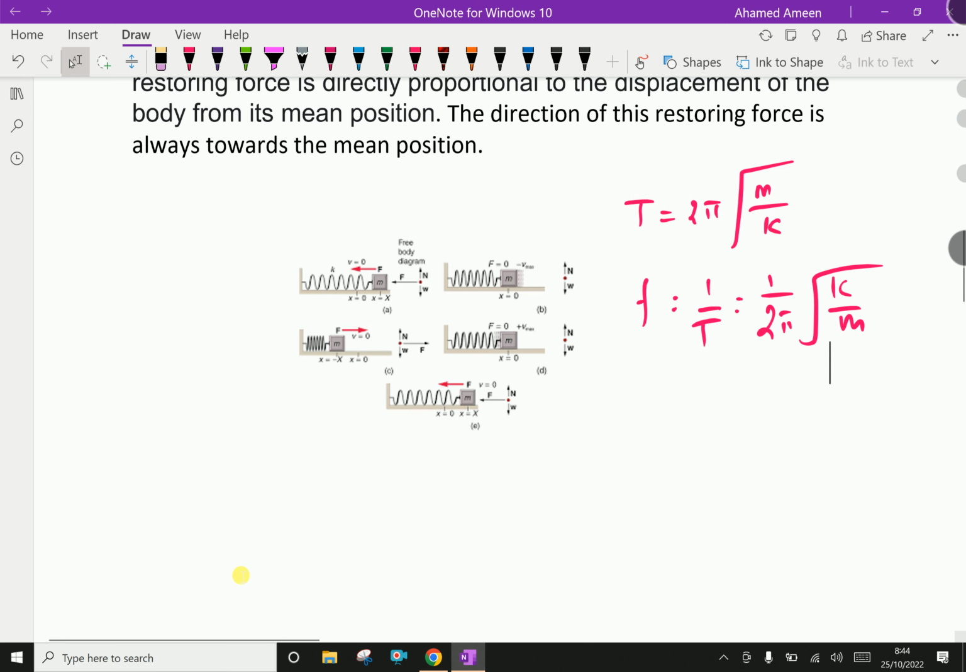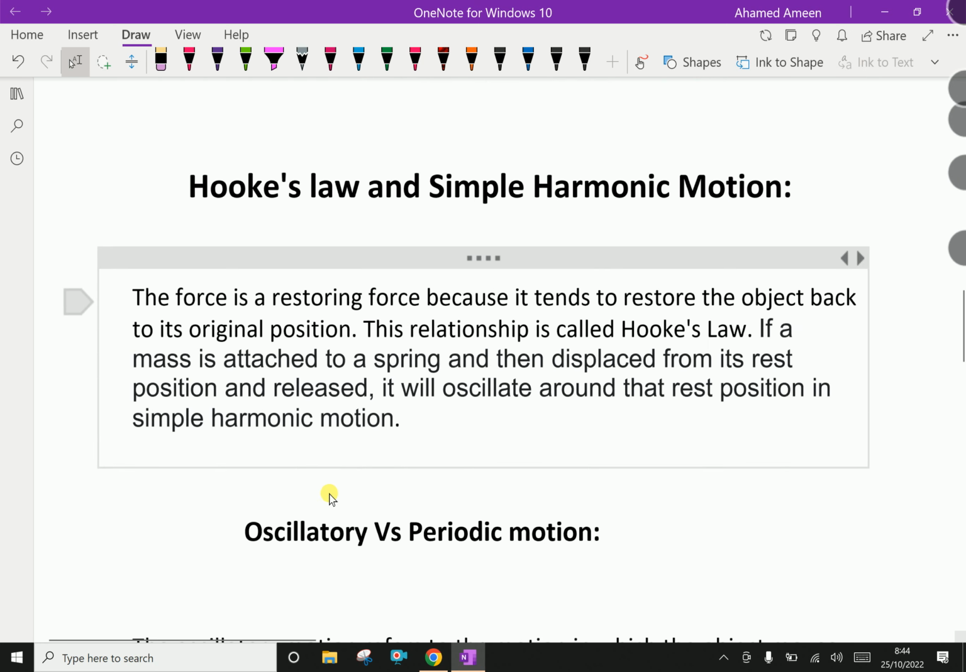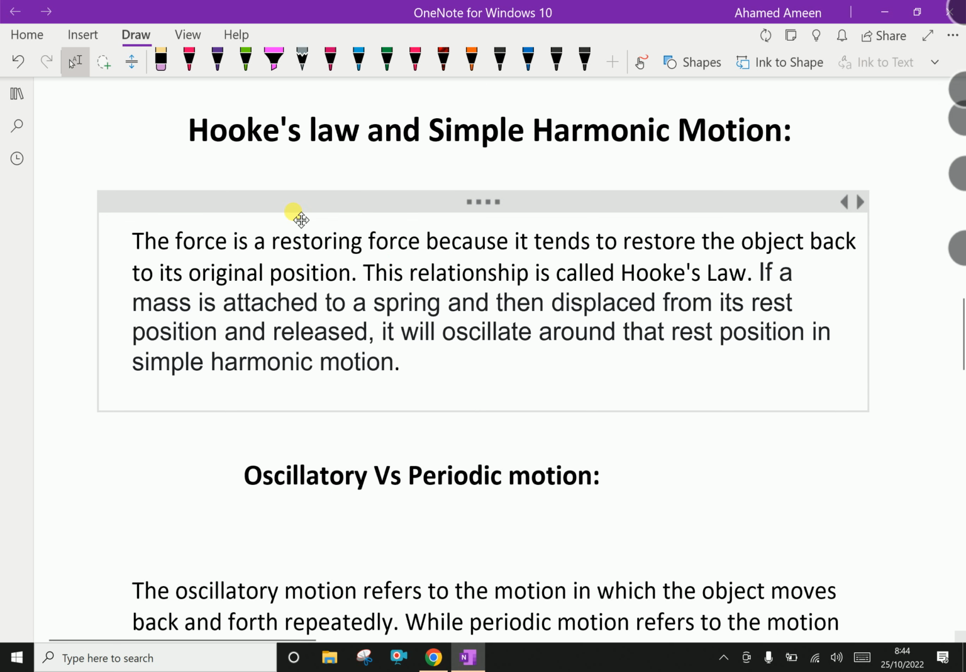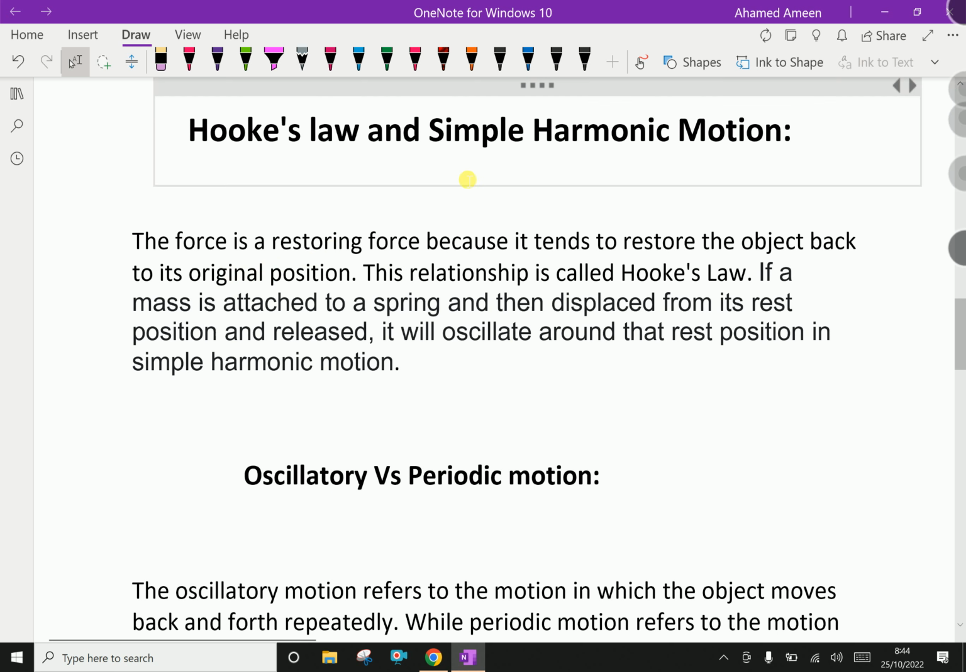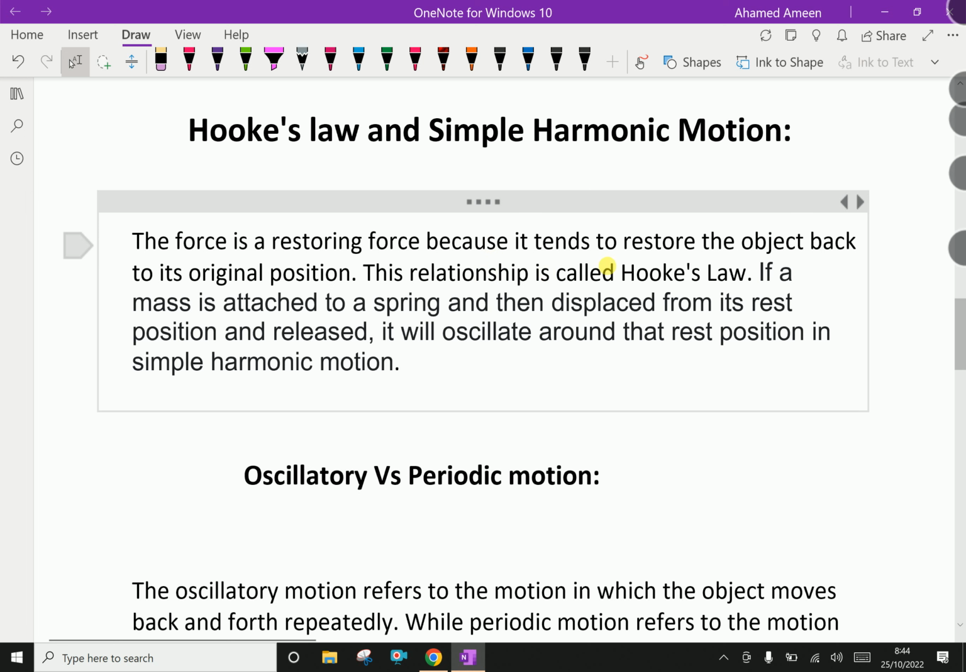Now we will continue further discussion. Hooke's law and simple harmonic motion. The force is a restoring force because it tends to restore the object back to its original position. That means while oscillating, the spring force wants to stop the object and bring it to its original position. This relationship is called Hooke's law.